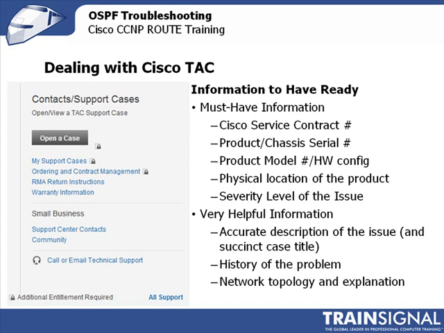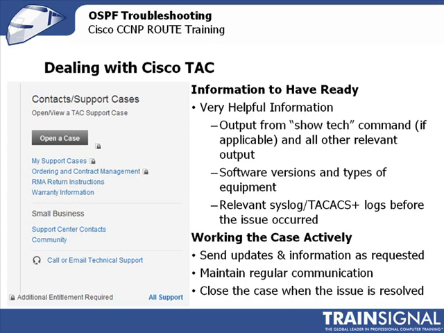It's helpful if you can quickly summarize the issue, give it a descriptive title, describe the history of the problem, a little bit about the network that it's a part of, output from the show tech command, whatever other relevant output, software versions and types, and logs of anything that may have been going on in the network when it happened. Make sure you work the case actively, send updates, keep communication open, close it when it's resolved.